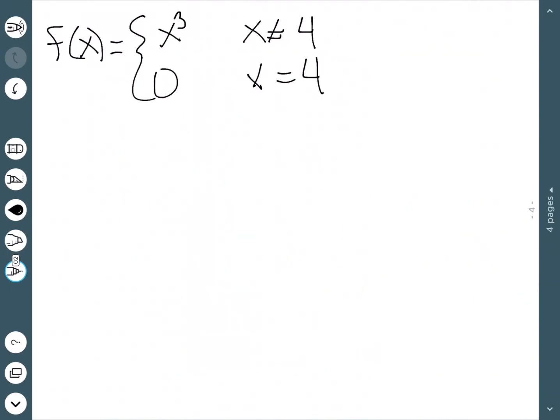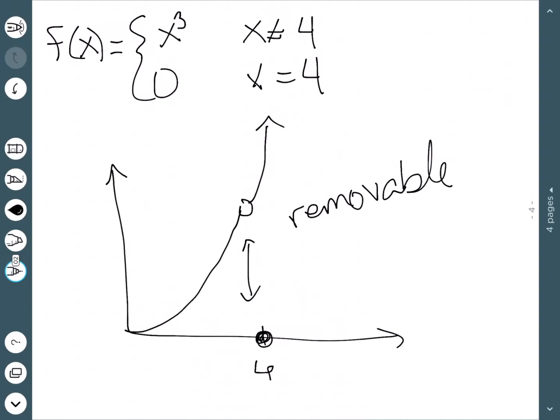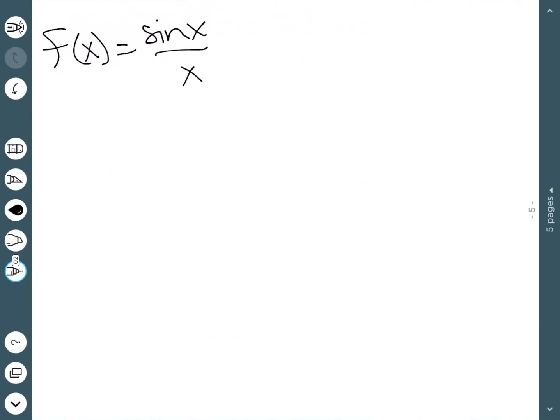Here I have the function f of x is equal to x cubed when x is not equal to 4 and 0 when x is equal to 4. So if I were to try to graph this, it would look something like this. And we can see that this is discontinuous. In fact, this is going to be a removable discontinuity, because if I just redefined f of 4 to be 64, it would then be continuous. Another example, let's look at the graph of sine x over x.